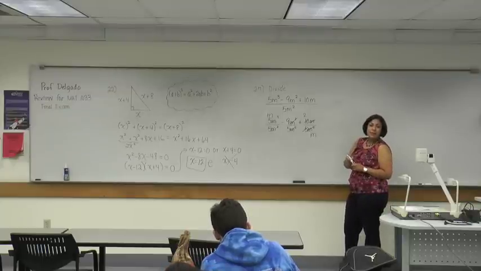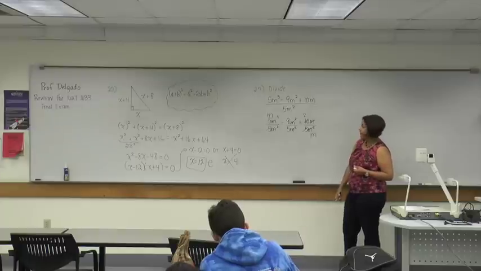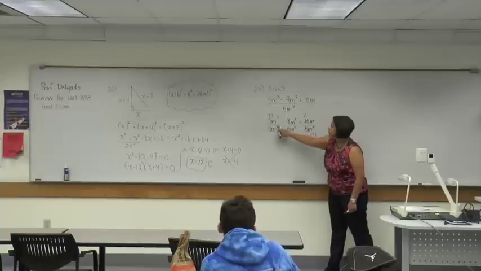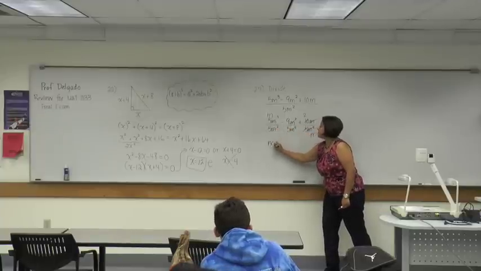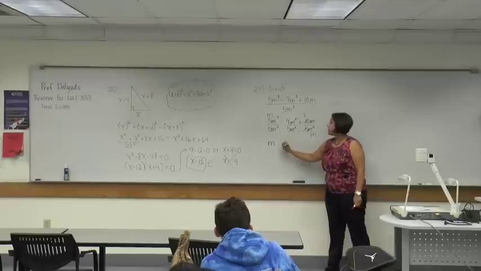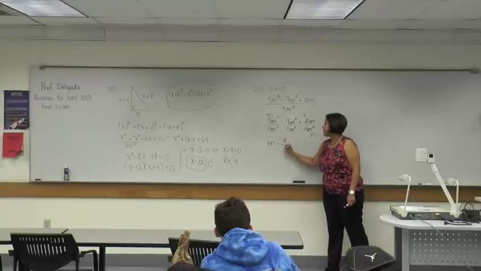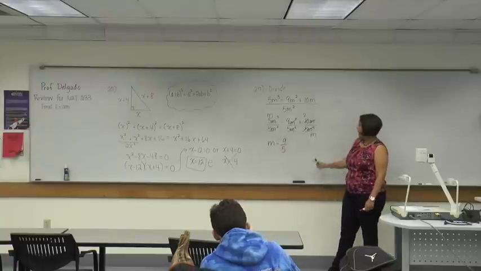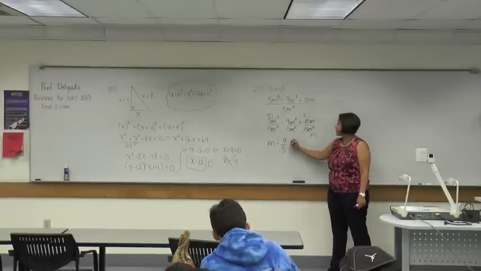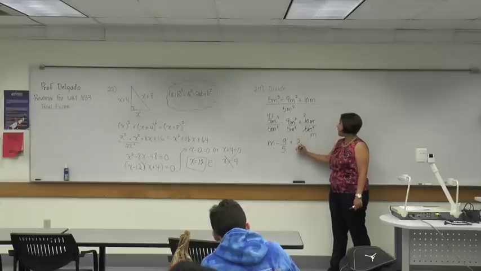So it looks really messy, but look at how simple this is going to turn out. In the first fraction, we're only left with an m. In the second fraction, we're left with that negative 9 fifths. And in the third fraction, we have a 2 in the numerator and an m in the denominator.